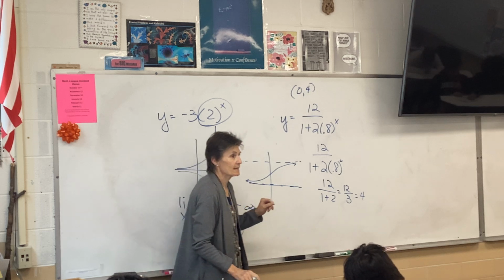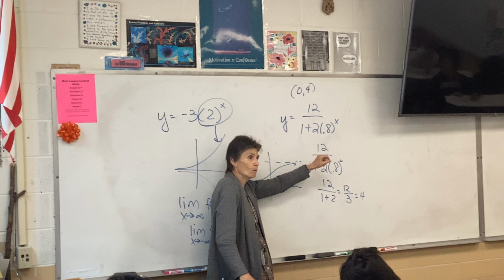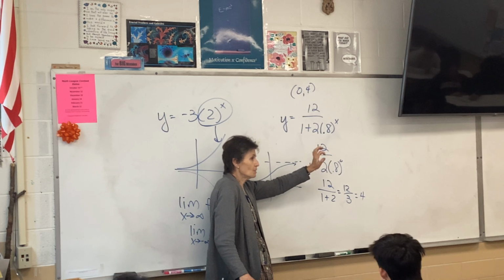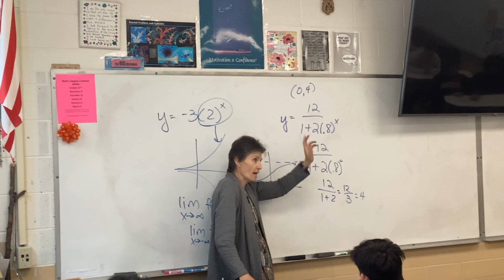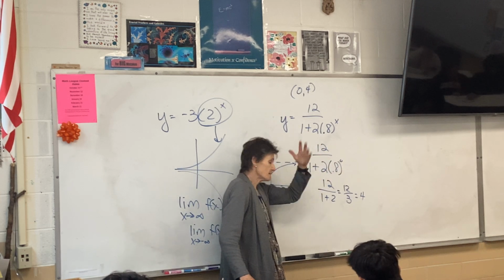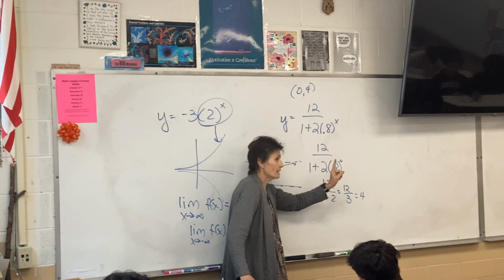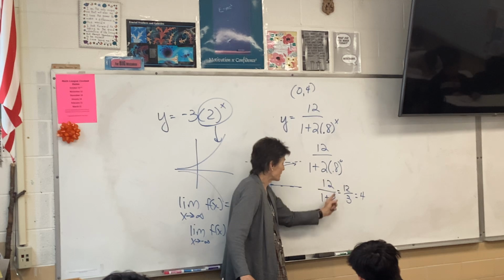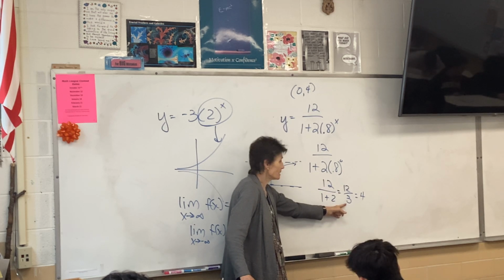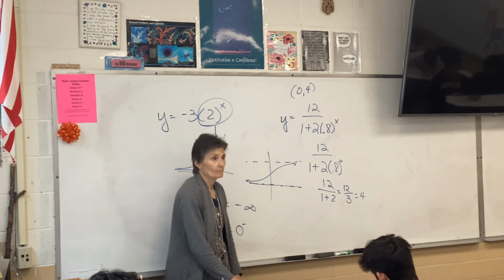Let's walk through that again. This is going to be a semester exam question. I just know it. How do you find a y-intercept? You plug in 0 for x. So I put a 0 there. And one step at a time, 0.8 to the 0 is 1, so that became 2. 1 plus 2 is 3. 12 over 3 is 4. Okay?